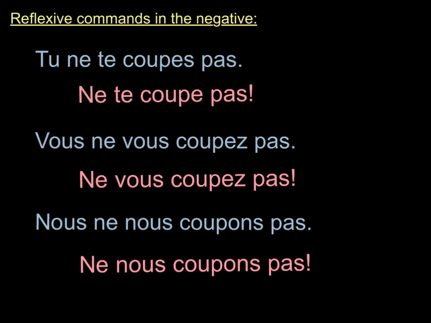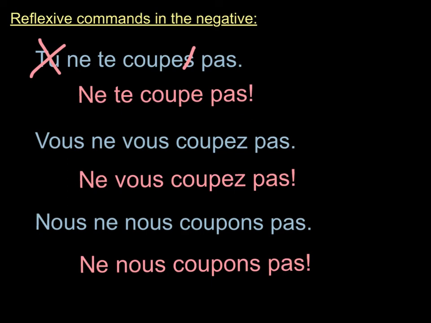So first we have tu ne te coupes pas. You do not cut yourself. Tu ne te coupes pas. Okay? So in the tu form, we drop the subject pronoun, okay? With ER verbs, we also have to drop the S in the verb, okay? And we leave it like that. We don't move anything else around. We just leave it as ne te coupe pas. Don't cut yourself. Ne te coupe pas.